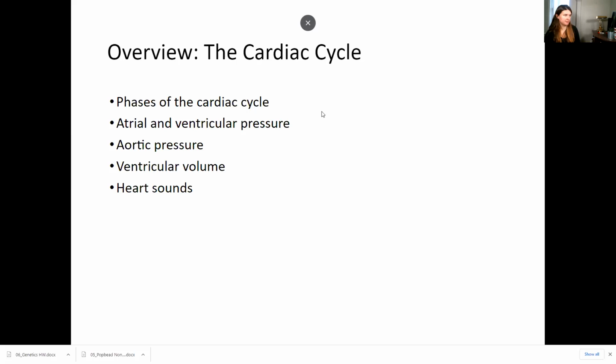We're also thinking about the volume of the ventricles. Eventually, you notice when I released my balloon, there were sounds. We're going to look at the heart sounds as well.